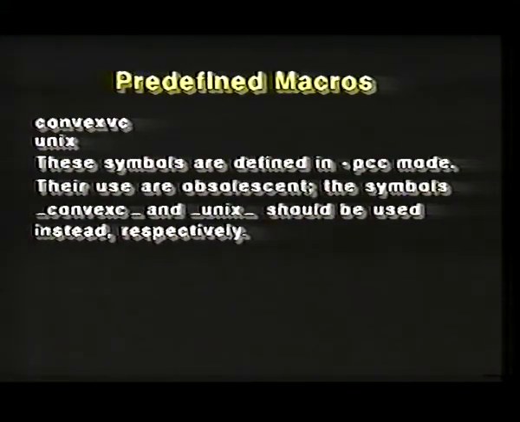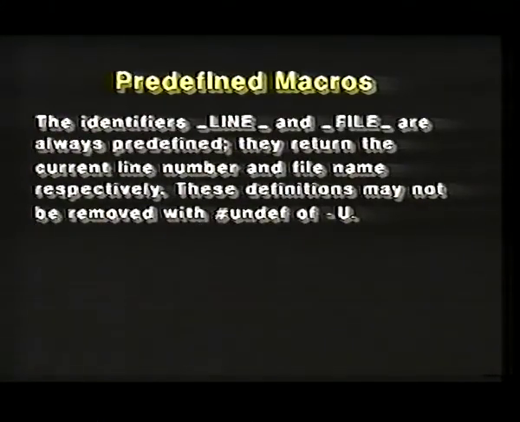These new symbols should be used instead, but they're around for compatibility reasons. Then you have __LINE__ and __FILE__. These identify the line and file number that you're at in compiling code. This will tell you, for debugging purposes, what line and what source file you're in for debugging messages.